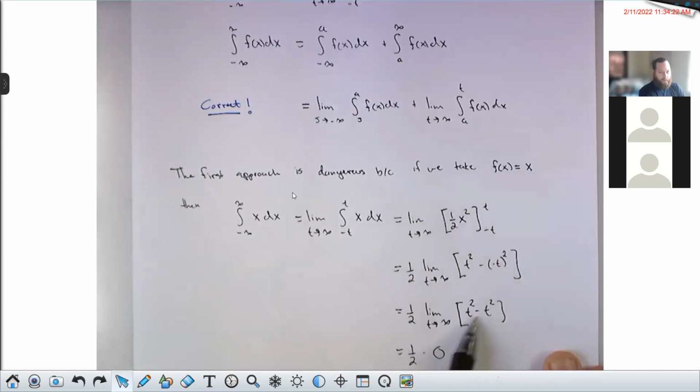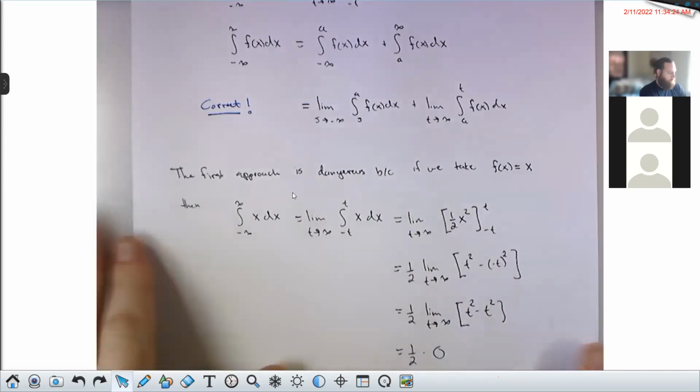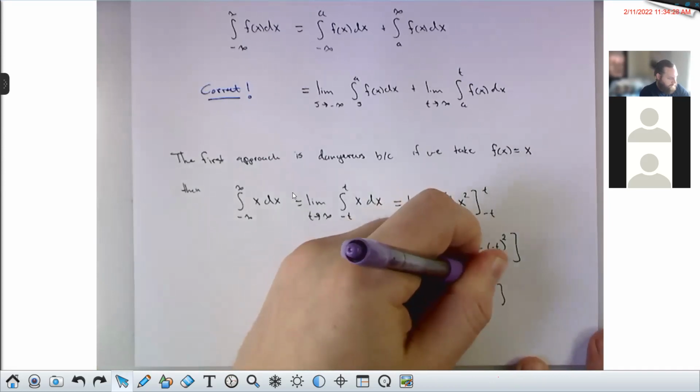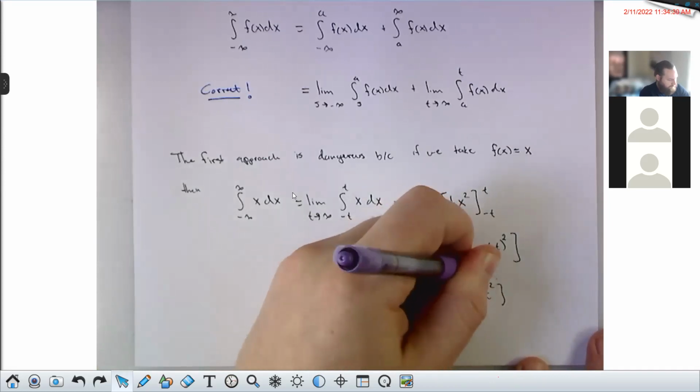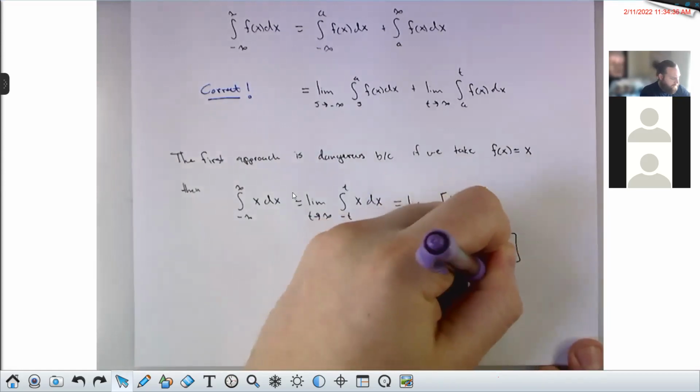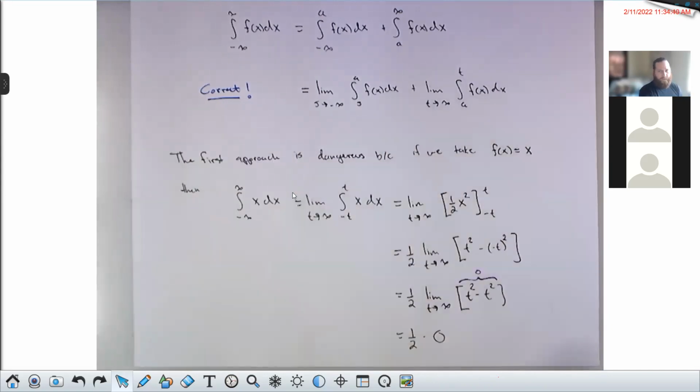Right? t squared minus t squared is 0. So you'd be taking the limit as t goes to infinity of 0. And of course, that's 0. Well, what's messed up about that is that the area bounded by that function is definitely not finite. It's definitely not finite. What is the area bounded by that function?